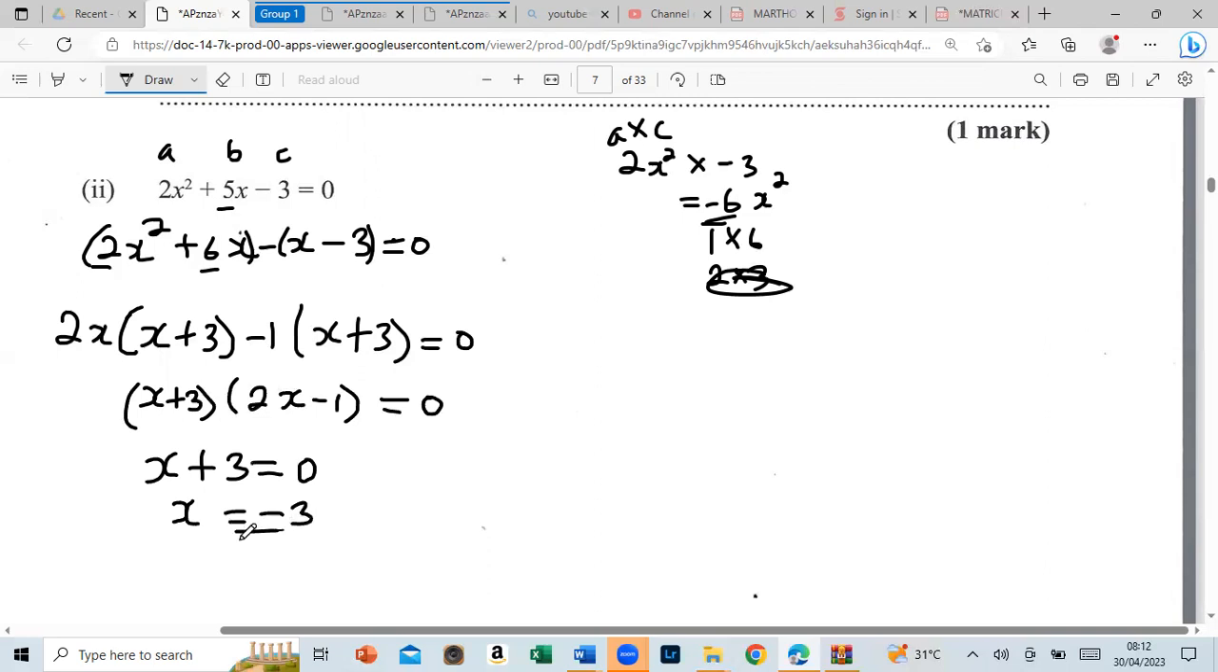Who got that? And the next one, when 2x minus 1 equals 0, what's the value of x? So first, we get rid of this minus 1 by adding 1 to both sides. So we get 2x equals 1.